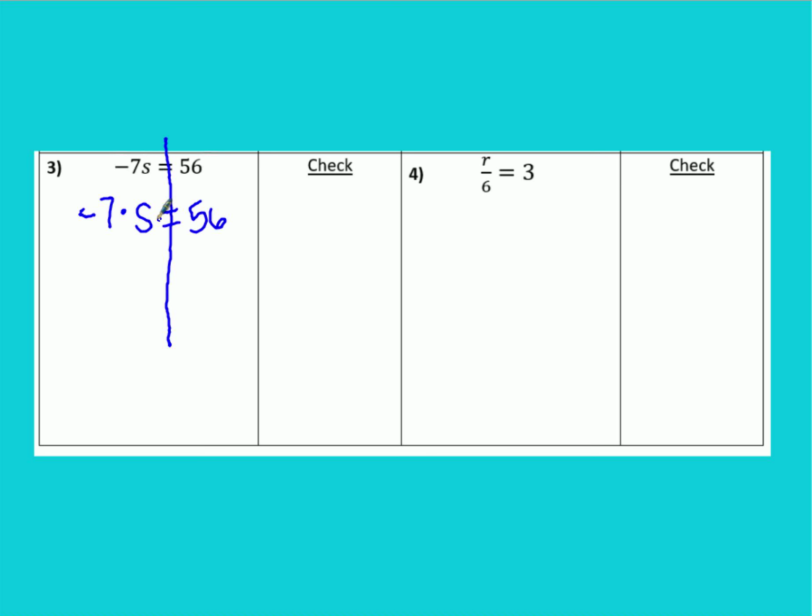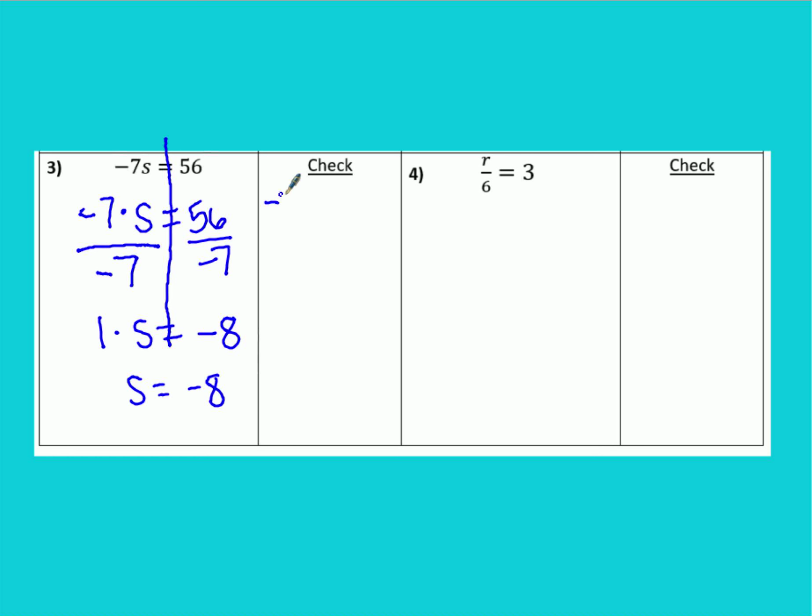So in order to get our variable s alone here, we need to do the inverse of multiplying by negative 7. So the inverse of multiplication is division, so I'm going to divide by negative 7 because that's what was being multiplied. So we do the same on the other side. When I take negative 7 divided by negative 7, I get 1 times s, which equals 56 divided by negative 7, that's negative 8. 1 times s is just s, so s equals negative 8 should be our answer.